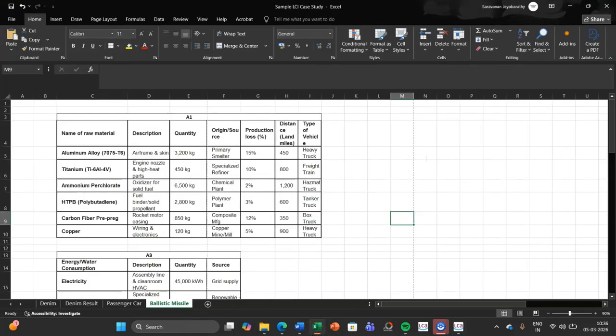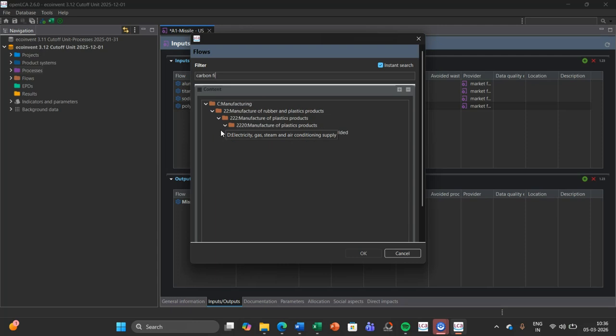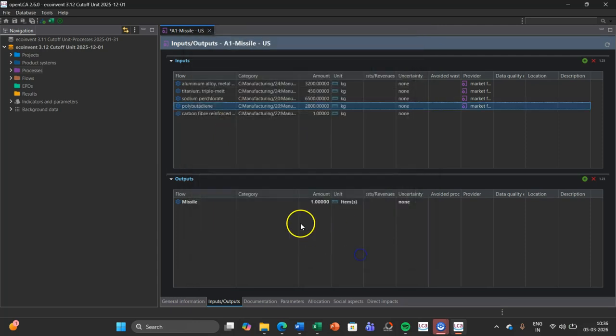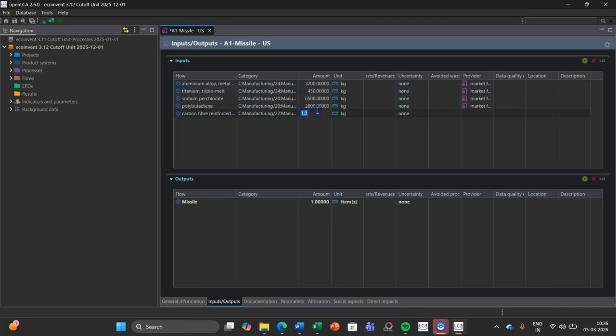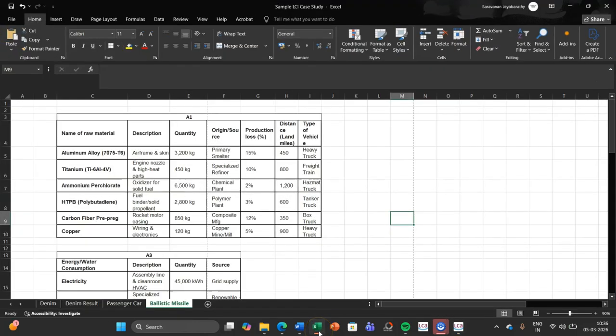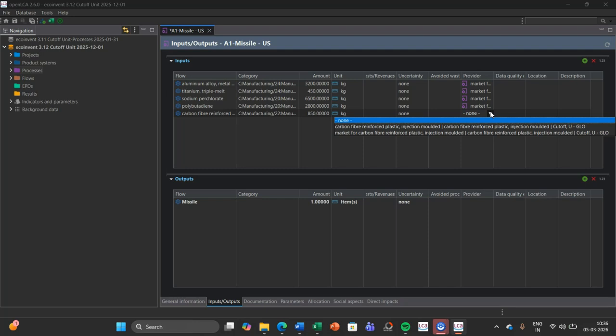Okay, nice. Carbon fiber pre-preg. Carbon fiber composite. Okay, carbon fiber. Okay, super. 850 kg. Then copper 120 kg. Okay.